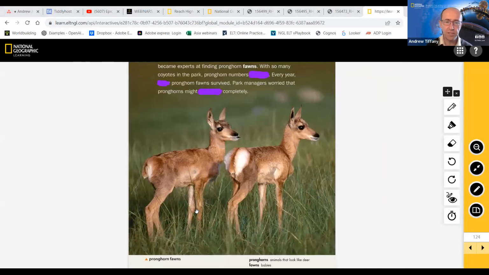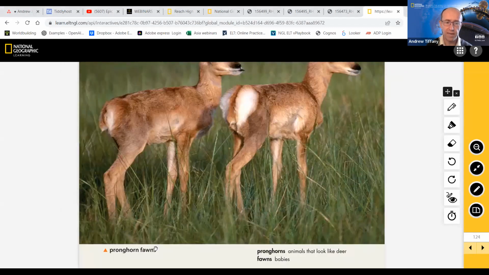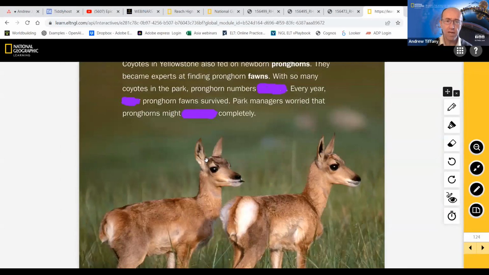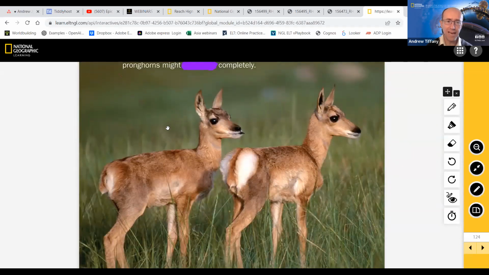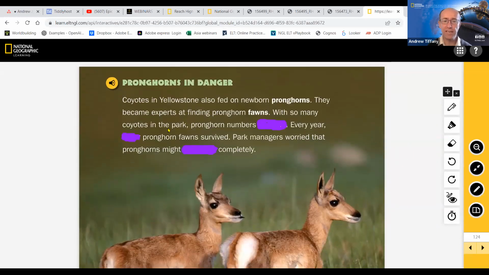Okay, we've got these creatures. These are called pronghorns. You can see the name at the bottom here, pronghorns. Coyotes in Yellowstone also fed on newborn pronghorns. They became experts at finding pronghorn fawns. With so many coyotes in the park, pronghorn numbers, what do you think? What did they do? Every year, something pronghorn fawns survived. Park managers worried that pronghorns might completely, okay, what are some of the words you think that go here?